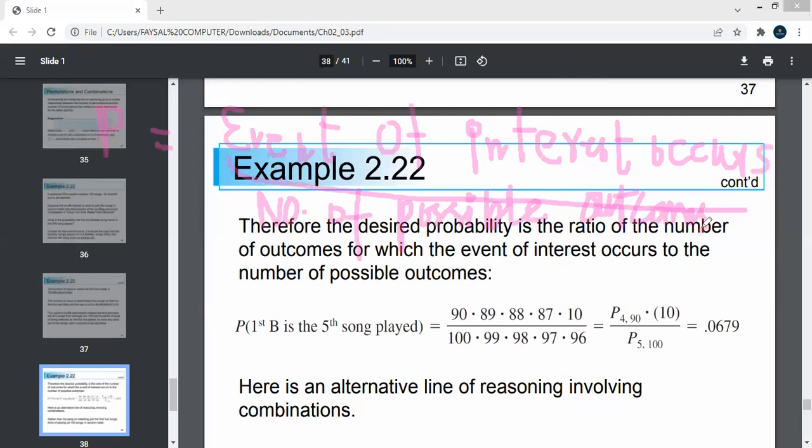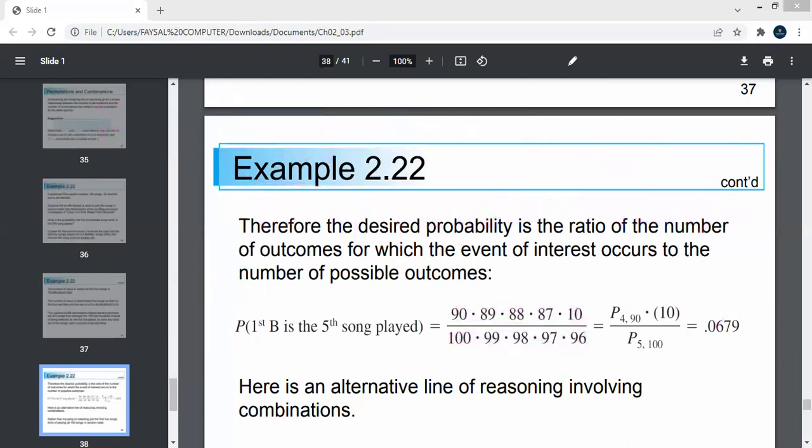The events are basically 90, 89, 88, 87 multiplied by 10, and the number of possible outcomes are 100, 99, 98, 97 and 96. From this we can find that it will be equal to 0.0679. Here is an alternative line of reasoning involving combination, which is known as permutation.